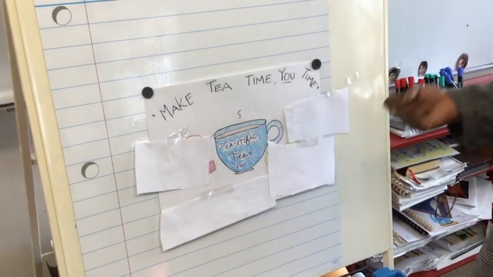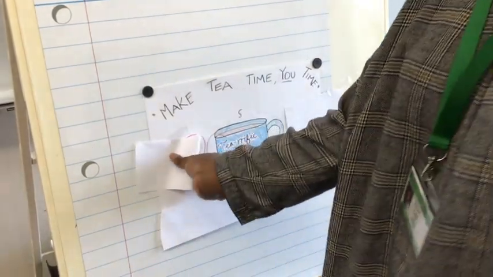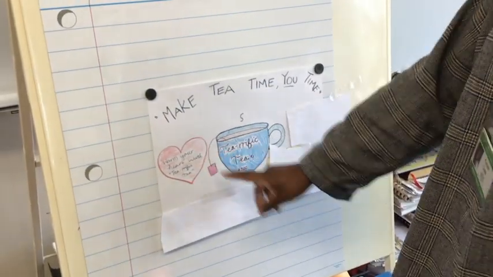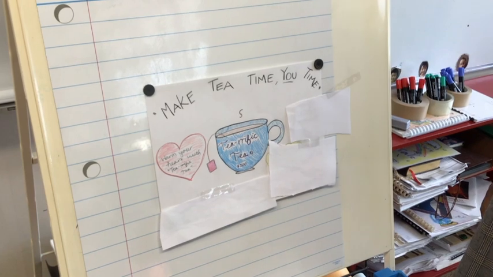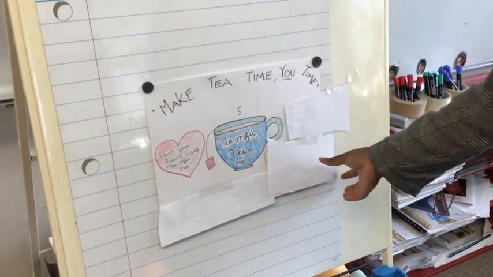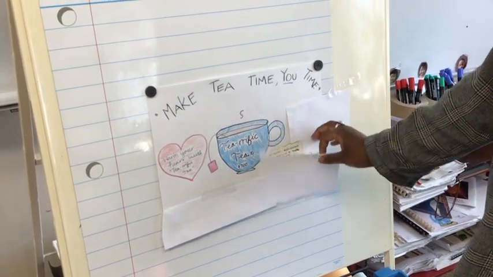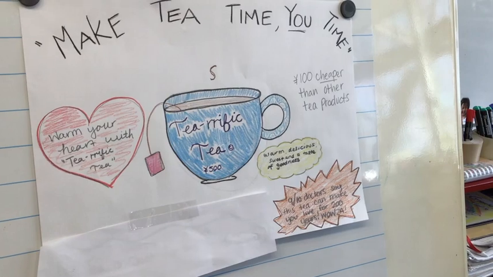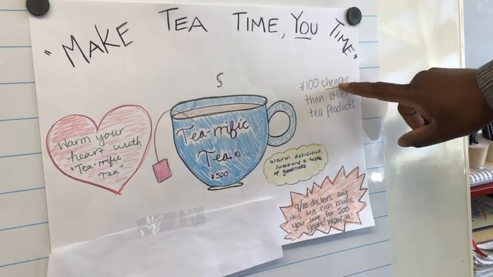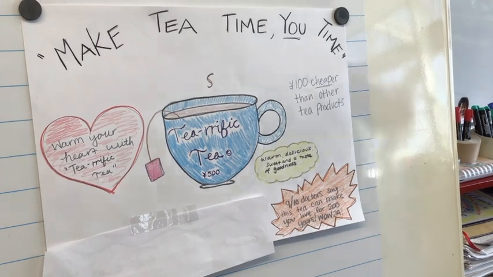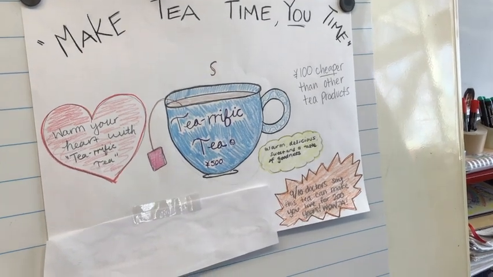Next, we need to create some emotion into it. So I have warm your heart with Tea-rific Tea. Oh, I feel so warm and cozy inside. Then we need to have a comparison of another product. 100%, 100 yen cheaper than other products. Wow, I want that one. That one sounds like the best tea.